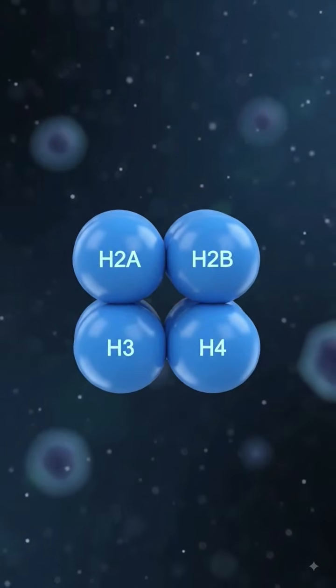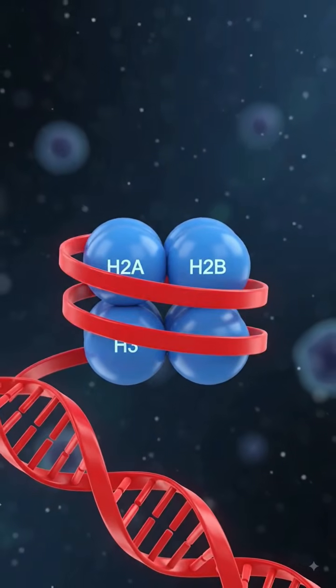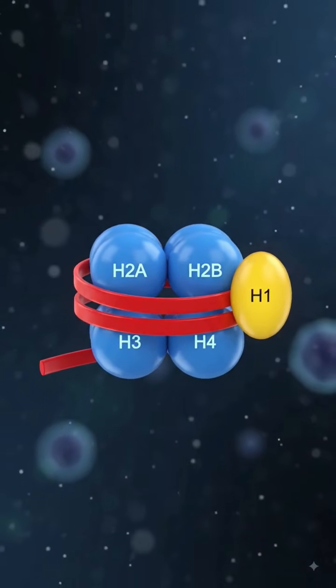To form a nucleosome, specific proteins are necessary. These are histones H2A, H2B, H3, and H4. Finally, H1 locks the structure in place.